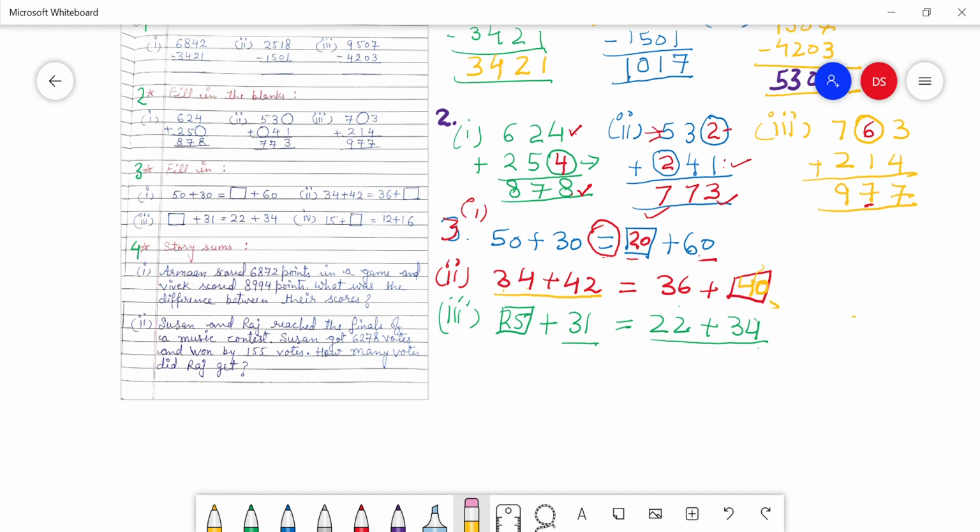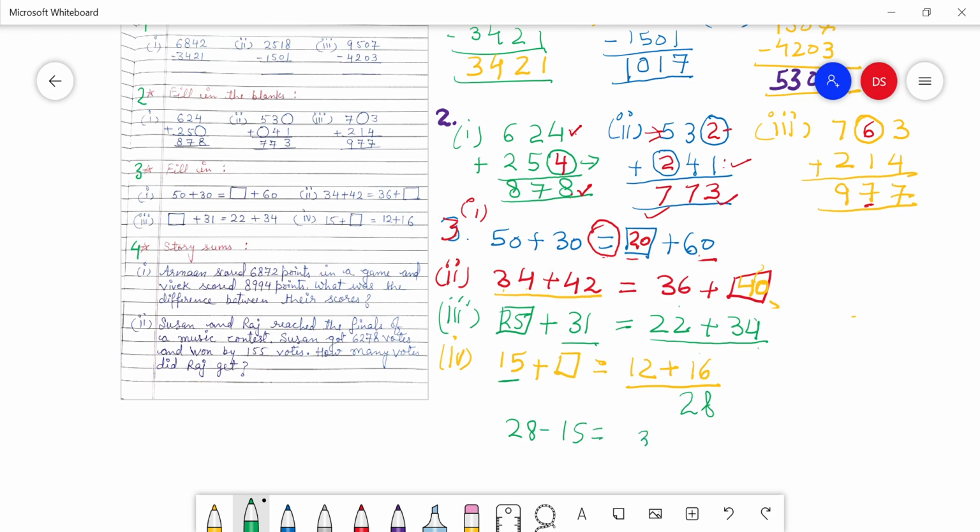Next question. Number 4. 15 plus dash is equal to, on the other side both numbers are given, 12 plus 16. We will add these numbers first. 2 plus 6, 8. 1 and 1, 2. This is 28. And on the other side only 15 is given. So we will subtract 15 from 28.